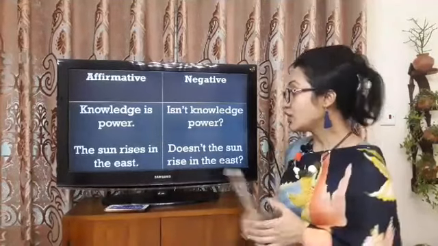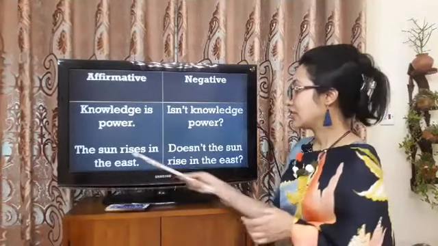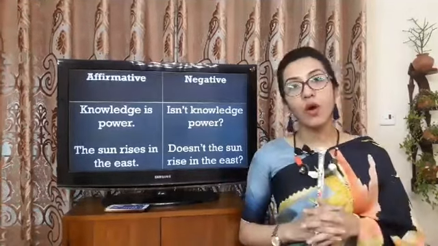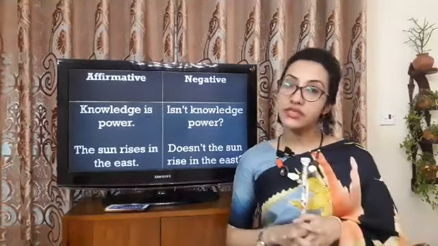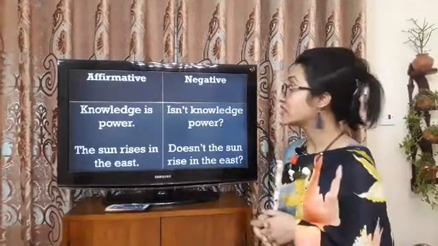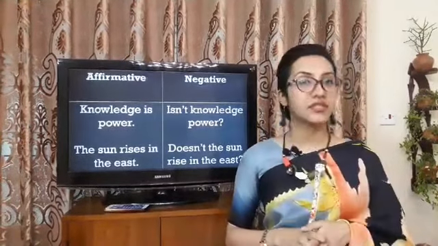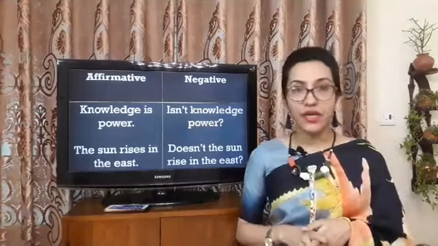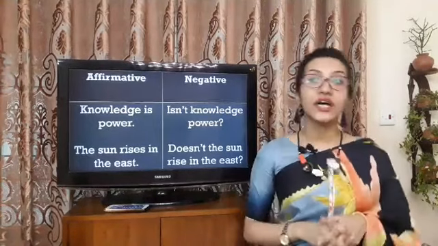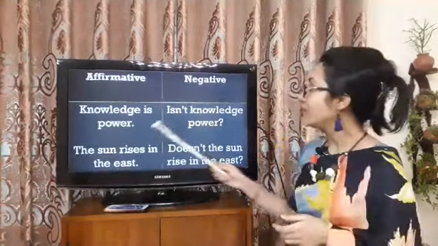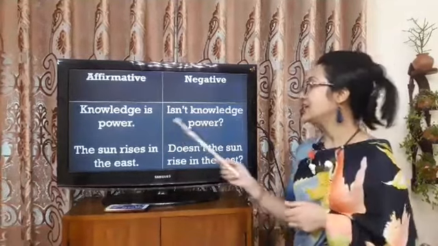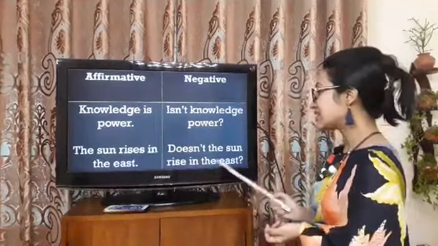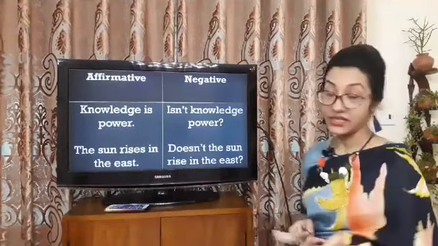Now, knowledge is power. The sun rises in the east. Now, what can we see common in these two sentences? The common scenario here is both sentences are general facts or universal truth. হয় চিরন্তন সত্য অথবা সাধারণ সত্য. So, when we make it negative, we have written, isn't knowledge power? And doesn't the sun rise in the east?